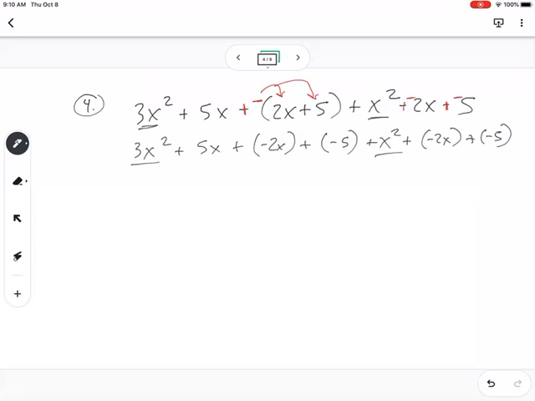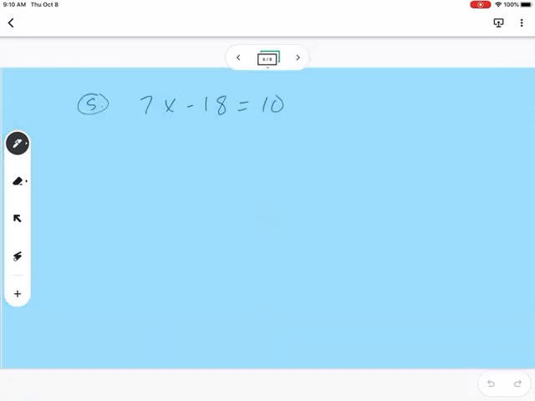Okay, now we can identify. We have our x squared terms. We have our terms with x in them. And then we have our constants. Everything's underlined, so it's all accounted for. 3x squared plus x squared is 4x squared. 5x plus negative 2x plus negative 2x is x. And then we have a negative 5 plus a negative 5, which is negative 10. All terms are accounted for, and our final answer has no like terms that we can combine, so that's how we know we're done.